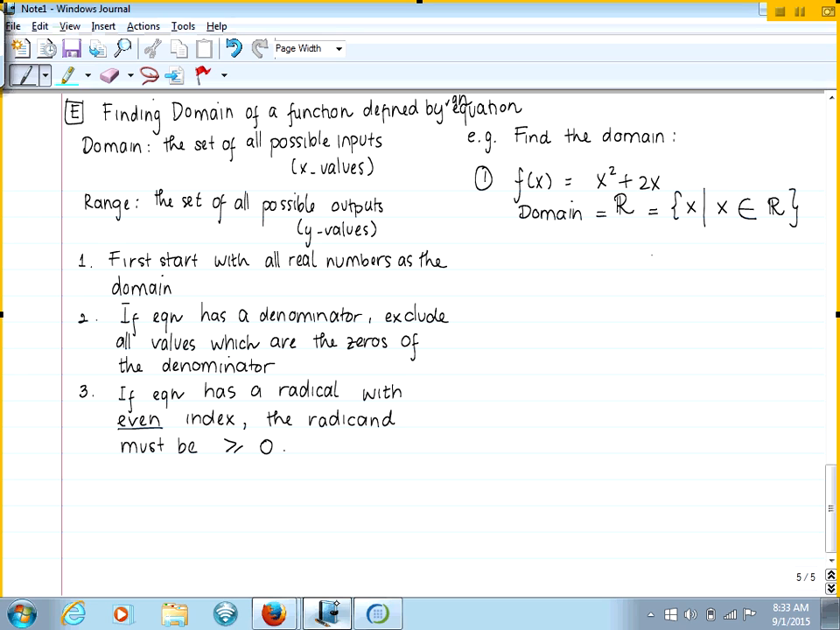How do I write all real numbers in interval notation? Negative infinity to positive infinity. So this is set builder notation, and this is interval notation. All right. Now, what about if I have f of x is 5x over x squared minus 4x minus 5?